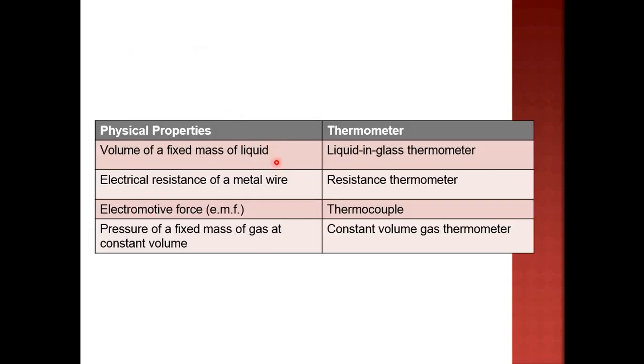Physical properties: when you have the volume of a fixed mass of liquid, you will use a liquid-in-glass thermometer. When you have the electrical resistance of a metal wire, you use the resistance thermometer to measure the temperature. How about the electromotive force, the EMF? You will use the thermocouple. The last one, in case you have the pressure of a fixed mass of gas at constant volume, you use the constant volume gas thermometer. So this shows you different types of thermometers, and they rely on different physical properties.